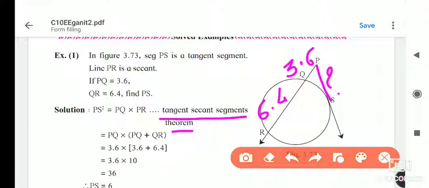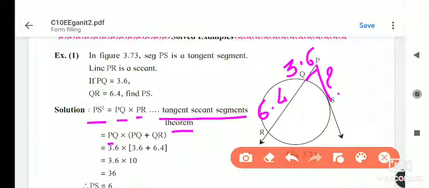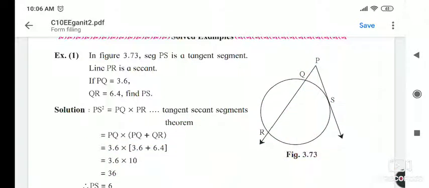Now what we have to do is put the values here. PS square is equal to, we have to find the value of PS, PQ as it is, but PR is equal to PQ plus QR, because in PR, Q is in between, so R, Q, P. That's why PQ plus QR is equal to PR. Now put the values.